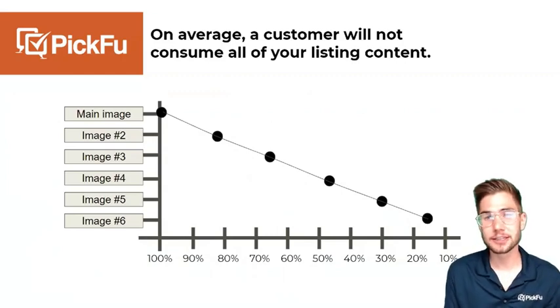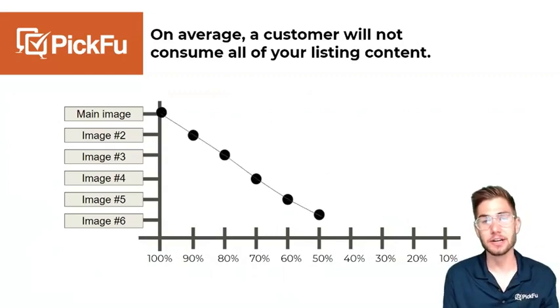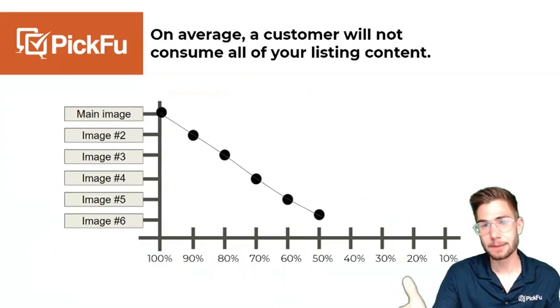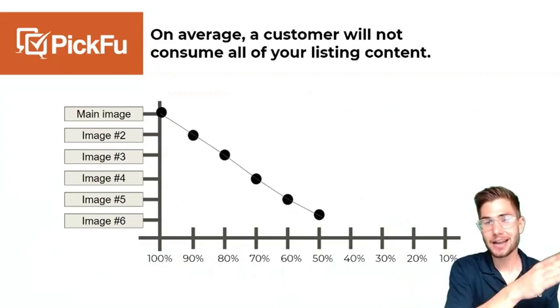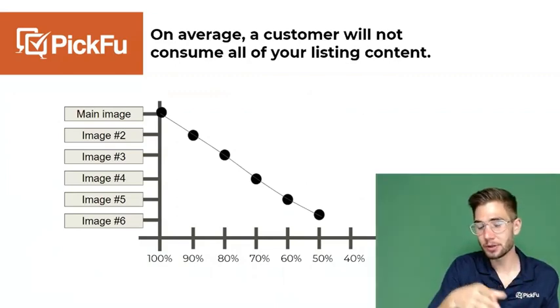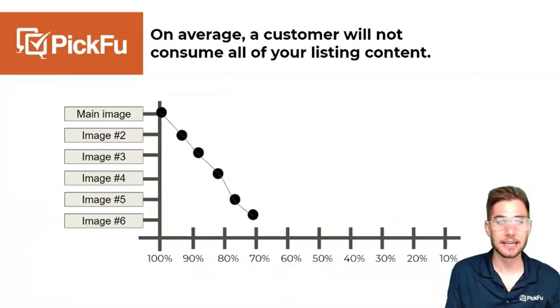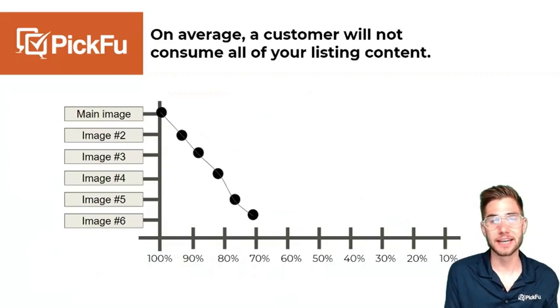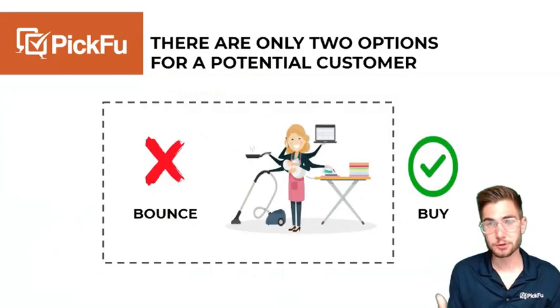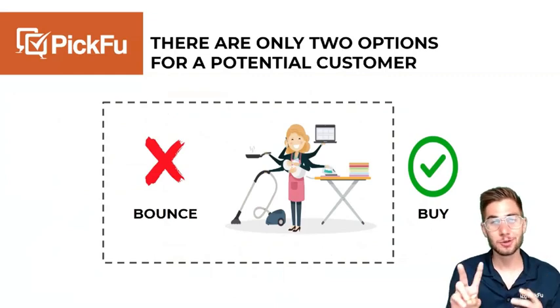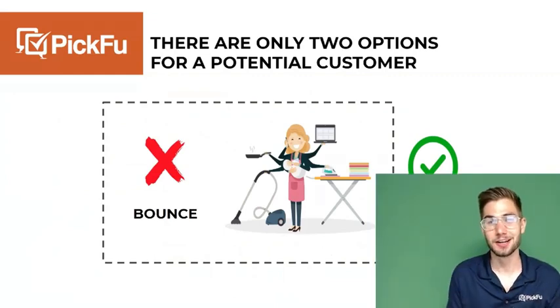And so what I'm constantly trying to do is move this curve over. Instead of getting 10% of the people to the last image, how can I engage them and make the information simple enough that they keep clicking through, to get 50% of the people to see image 6, or maybe even better, 70% of the people? Just to reiterate, there are only two options for a potential customer: they're either going to bounce or they're going to buy.